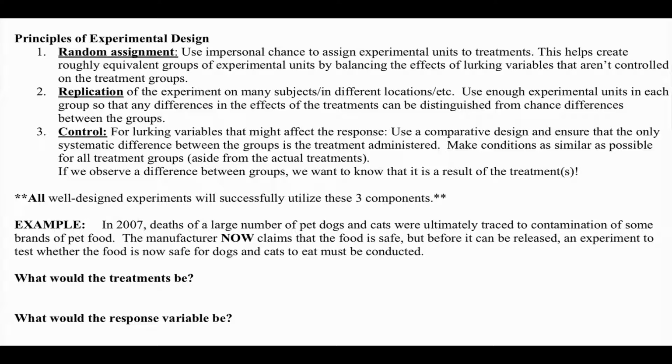The second one is replication. Replication of the experiment on many subjects in different locations, etc. So if I'm trying to test a pill that cures a headache better than what's on the shelves at CVS, I'm not going to just test all males in Fresno, California, right? I want males, I want females, I want people from California, I want people from the East Coast, I want people from the South, I want people from the Midwest, I even want people from different countries, right? So I want as many different people and as many different genders as possible.